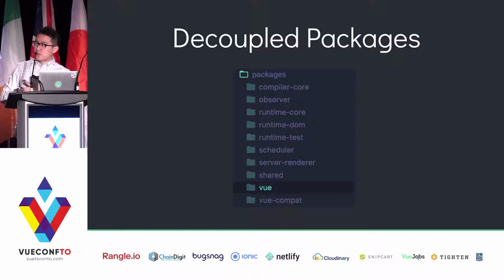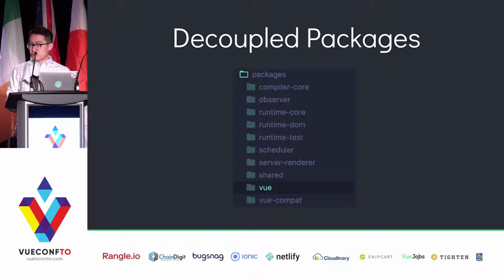Decoupled packages. So the 3.0 code base is migrating to a monorepo format, which means we are splitting our internals into more clearly defined packages. Well decoupled, each of them has its own API contract, each has its own test suite. So, compiler core, observer: the observer mechanism, the observer implementation becomes standalone. And in fact, you can import it individually and use it without the rest of Vue if you want to.